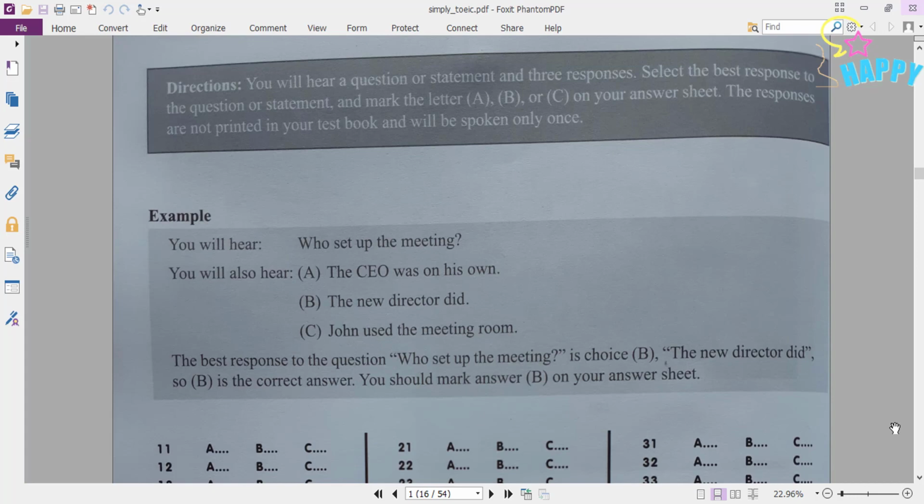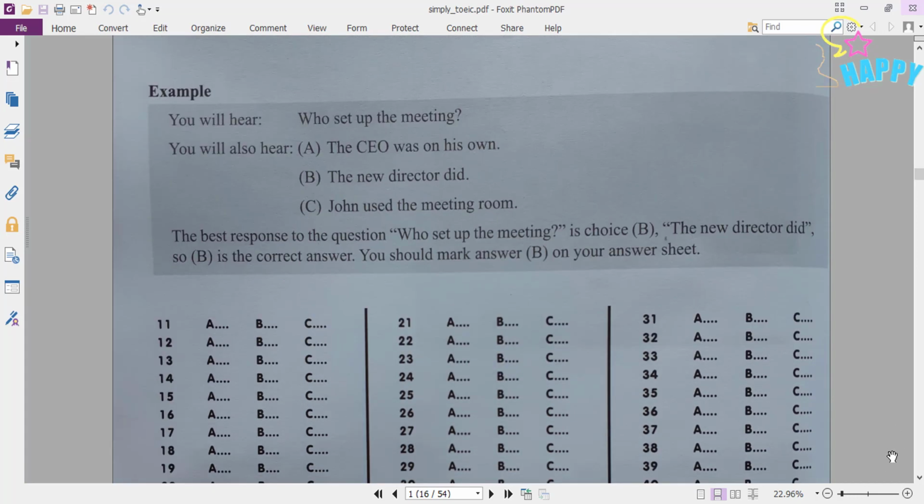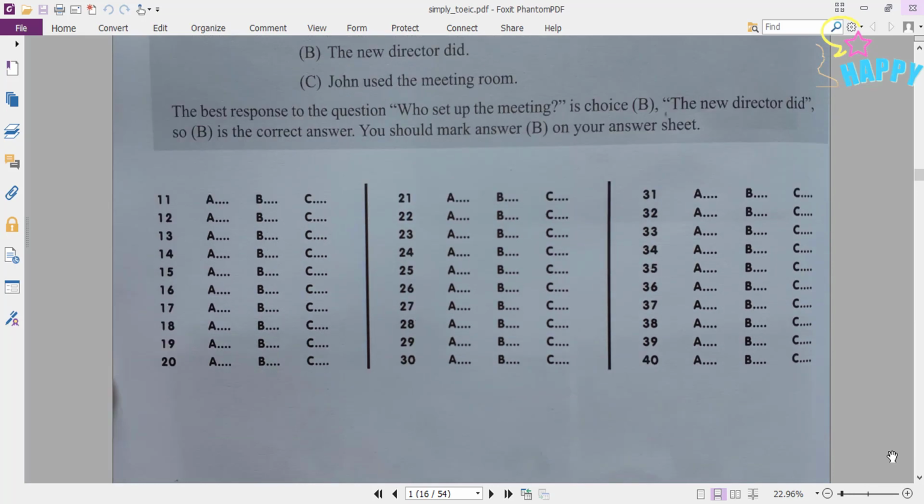For example, you will hear, "Who set up the meeting?" You will also hear, A. The CEO was on his own. B. The new director did. C. John used the meeting room. The best response to the question, "Who set up the meeting?" is choice B. The new director did. So B is the correct answer. You should mark answer B on your answer sheet. Now let us begin with question number 11.